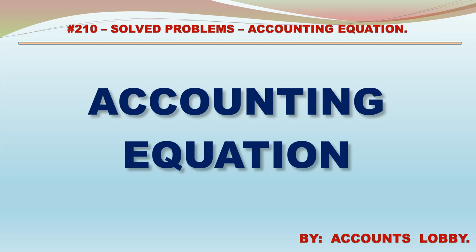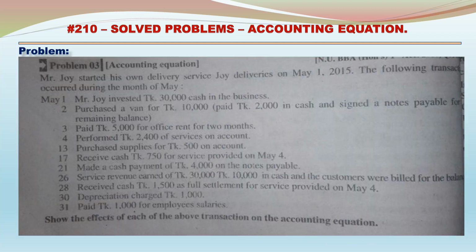Solved problems. Accounting equation. Problem: Mr. Joy started his own delivery service on May 1, 2015. The following transactions occurred during the month of May. May 1. Mr. Joy invested TK 30,000 cash in the business.